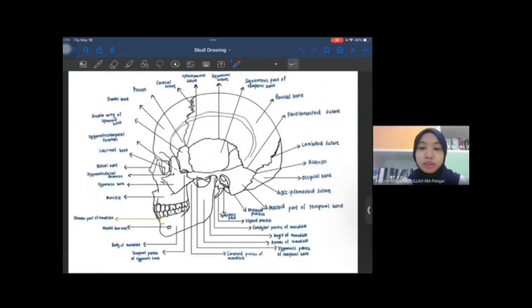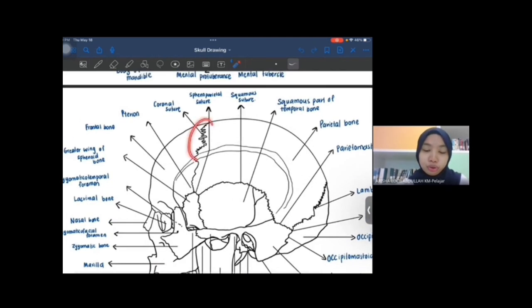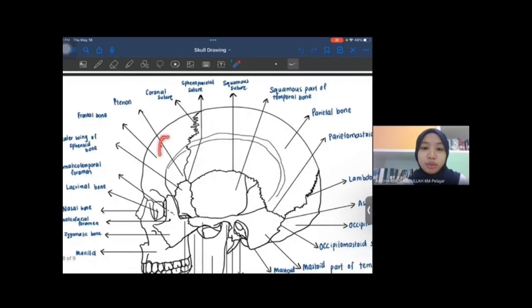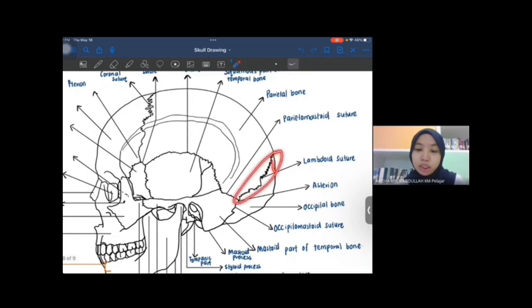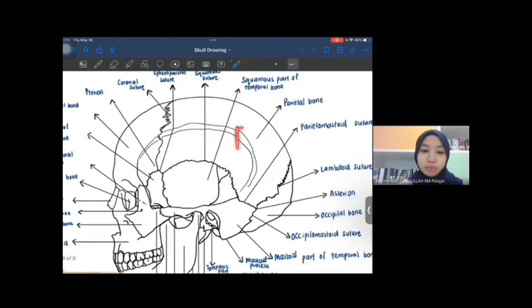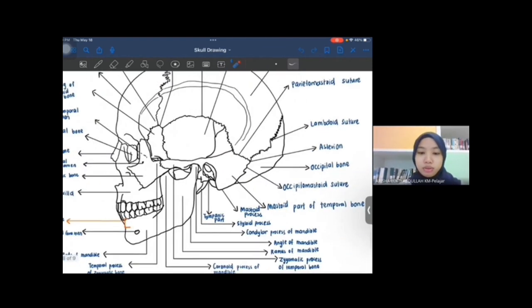Moving on, this is the lateral view of the skull. So we will start with the coronal suture. The coronal suture will connect the frontal bone with the parietal bone. And here is lambdoid suture. Lambdoid suture will connect the parietal bone with the occipital bone. And here is the squamous suture, which connects the parietal bone and temporal bone.